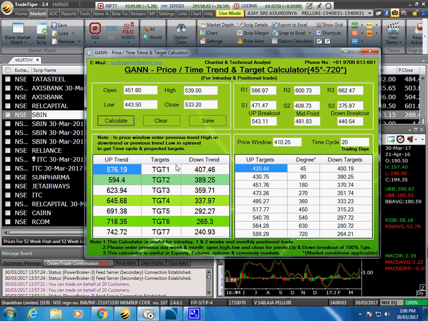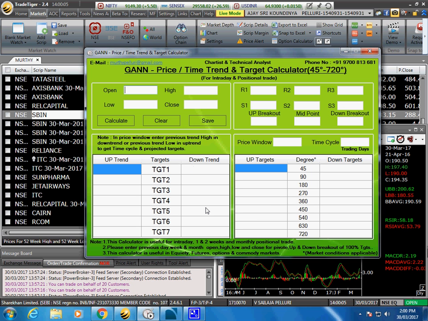This calculator is useful for intraday trading, and not only for intraday but also for positional trading. Especially in positional trading, this is the best calculator I can say. Why? Because if we want to trade for 1 week, or 2 or 3 weeks, or 1 month or 2 months, we can use this calculator in equities, futures, options, and commodities also. This calculator is mainly in two parts: the left side is one part and the right side is the second part.